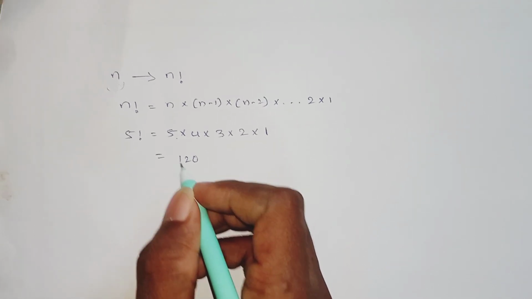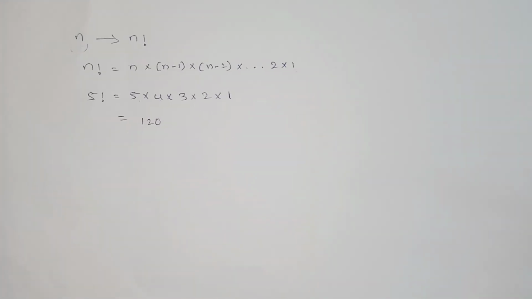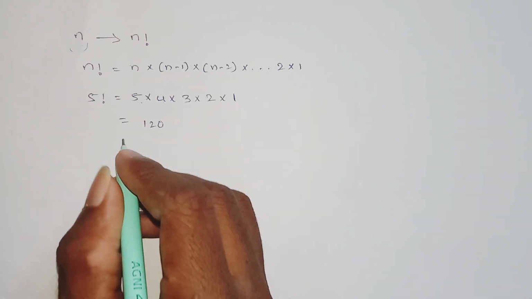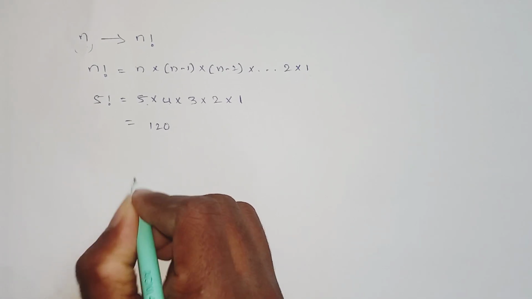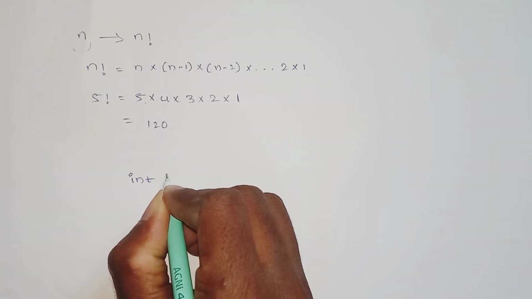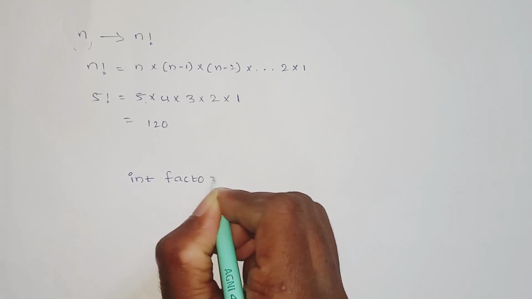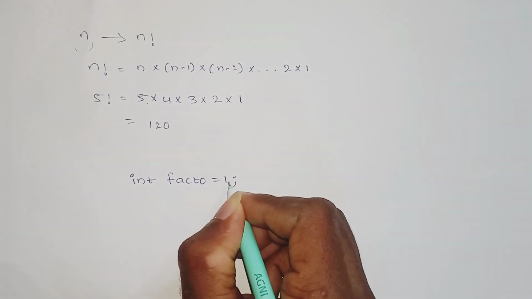Now let us try to write a code in Java to do this. At first I will write the code and then explain how the code actually works. So at first, inside the main method, we need to take a variable of type int. Let the variable be facto and assign one value to it.